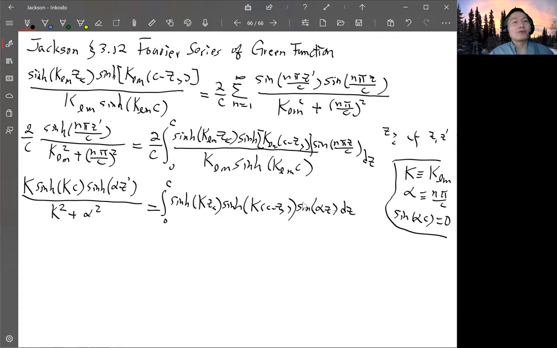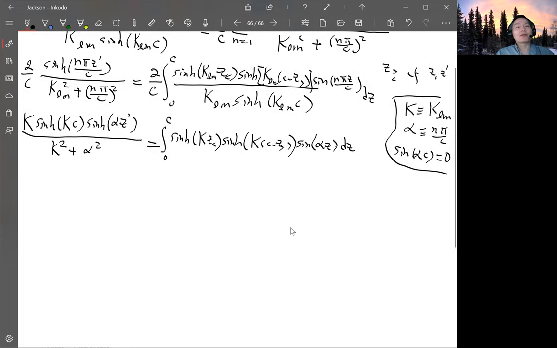This is actually not a very difficult integral to do, although it takes a few lines of calculation to show that. And you need to be careful because of this greater and smaller notation. It means that the whole integration from z zero to c needs to be separated into two ranges. One is from zero to z prime and the other is z prime to c, so that we can identify z smaller and z greater in the two ranges.